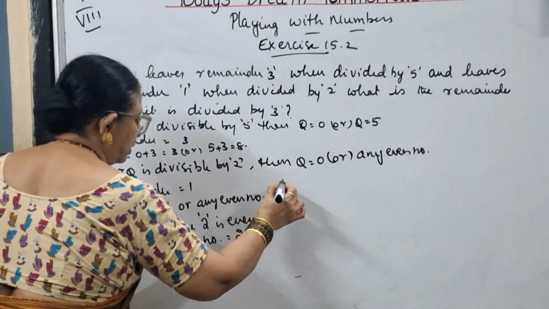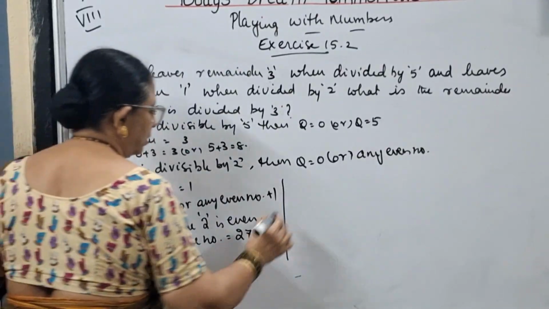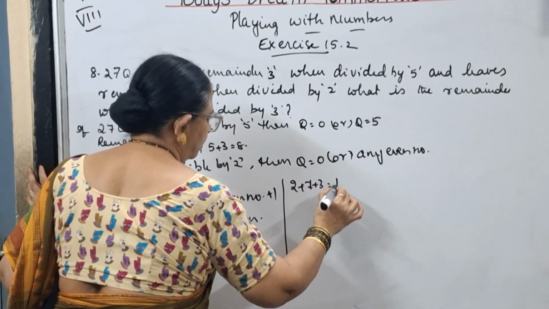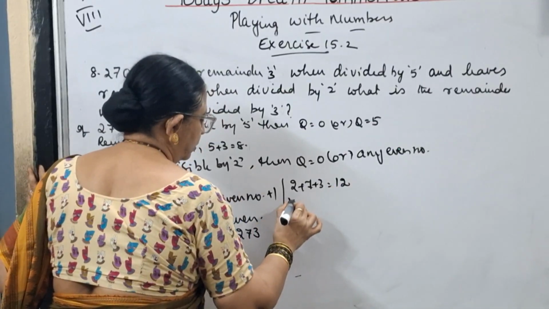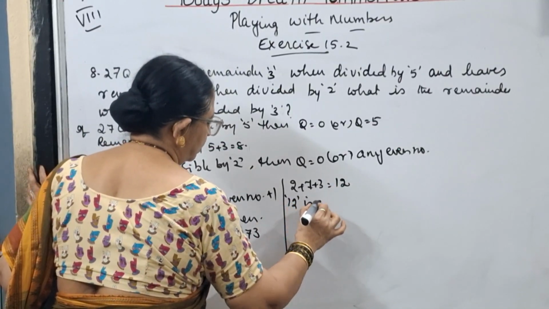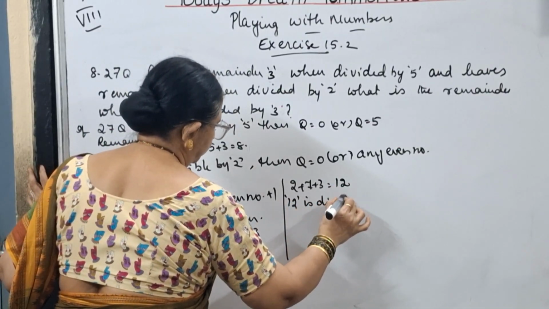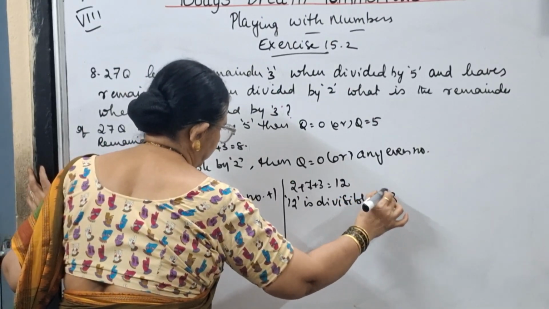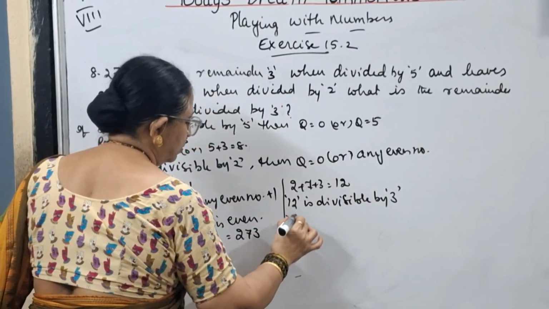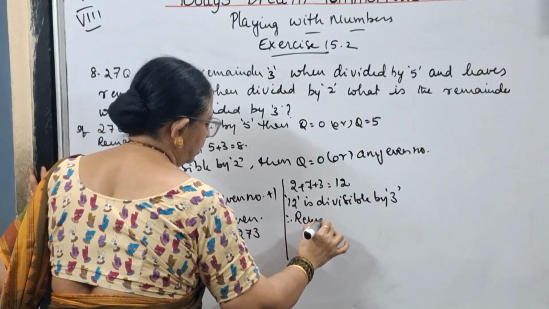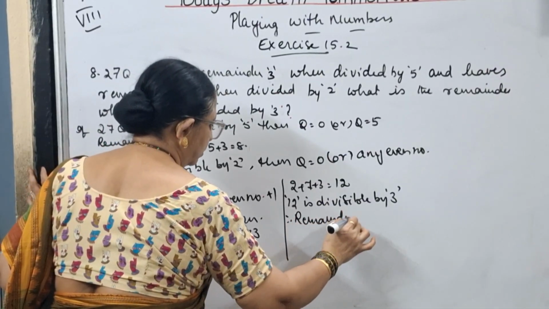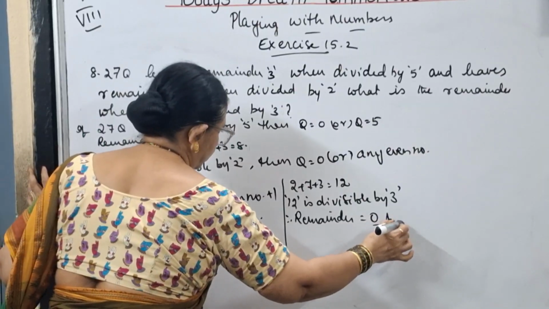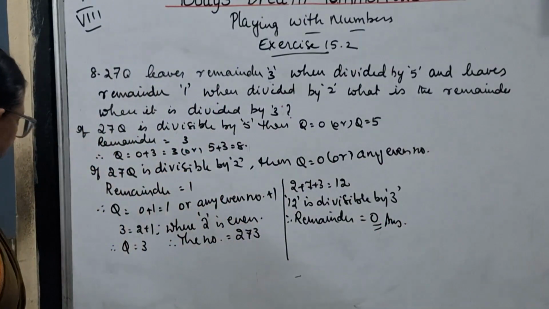So 273, 2 plus 7 plus 3 is equal to 12. 12 is divisible by 3. Therefore, remainder is equal to 0. This is the answer for this problem, children.